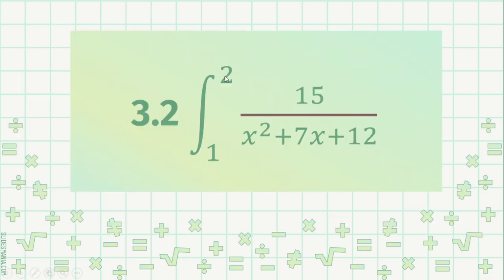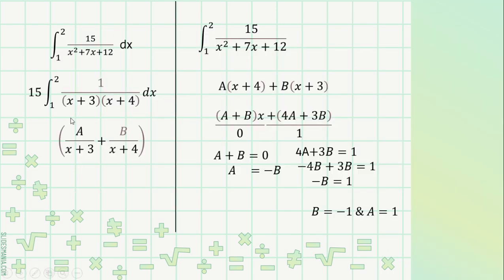And the last one is number 3.2. The integral from 1 to 2 of 15 over x squared plus 7x plus 12. First, we move the 15 to the left, so it will be 15 times the integral from 1 to 2 of 1 over (x plus 3) times (x plus 4) dx. And we can use partial fractions.